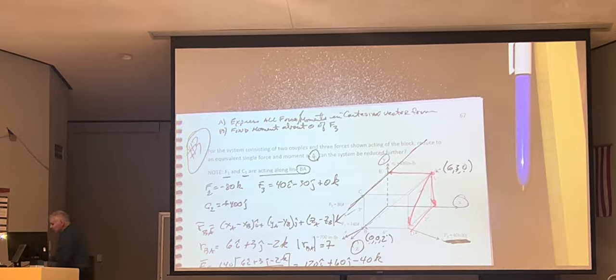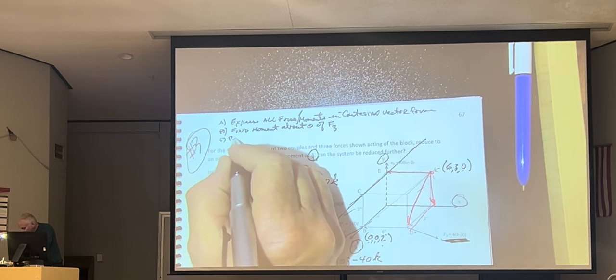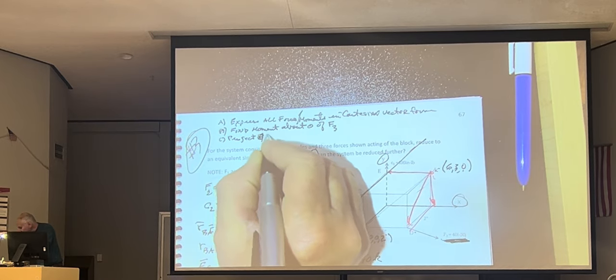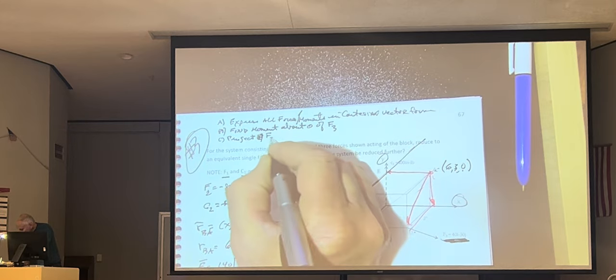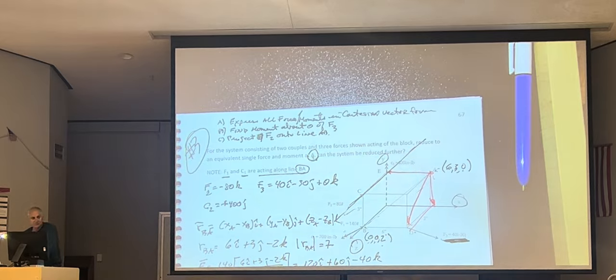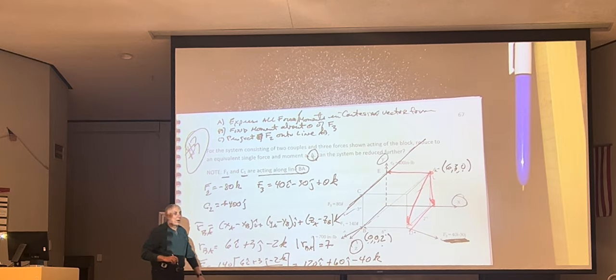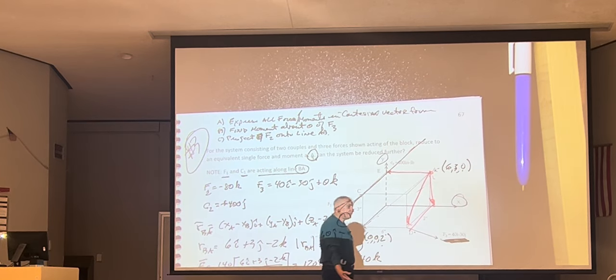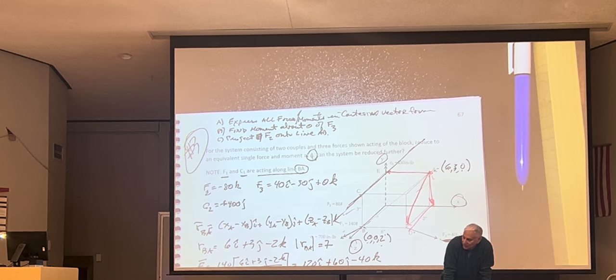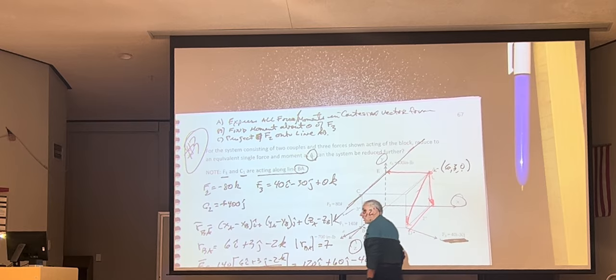Yes! Part C. Project F1, or let's go with F2 onto line AB. What do I need? I need unit vector AB, right? Which, by the way, you already have, don't you? Don't we have the unit vector AB? Yeah. Dot that with F3. How hard was that? Next question.